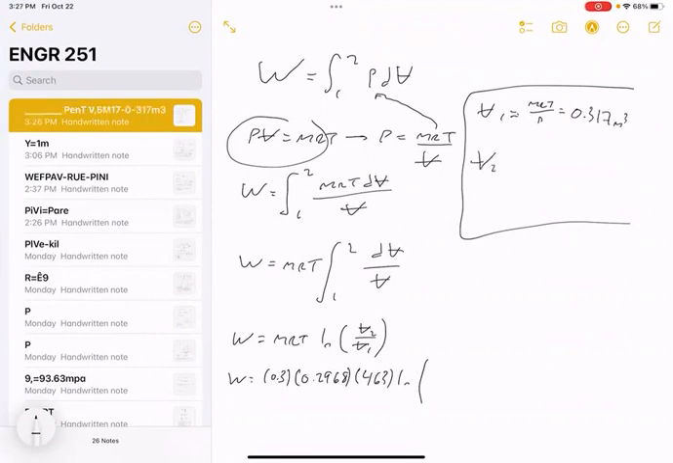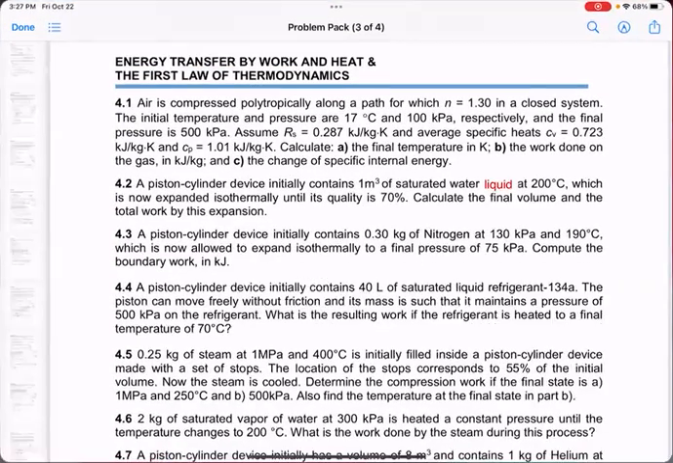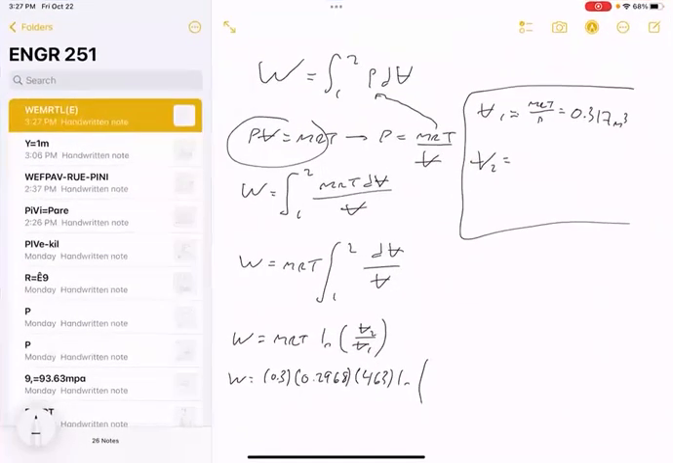If we do the exact same thing for V2, noting, of course, the pressure has now changed to a value of 75, we just get 0.3 times 0.2968 times 463 divided by 75, and we get 0.55 meters cubed. It's the same equation, just a different pressure.